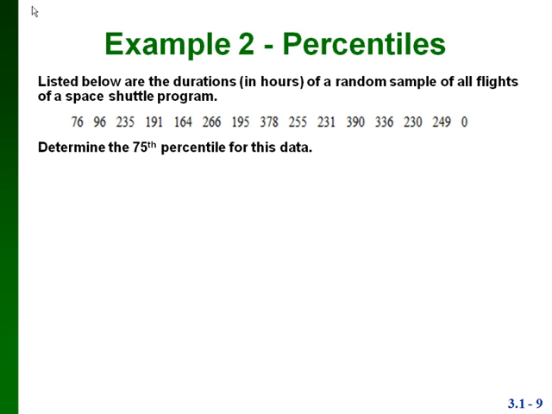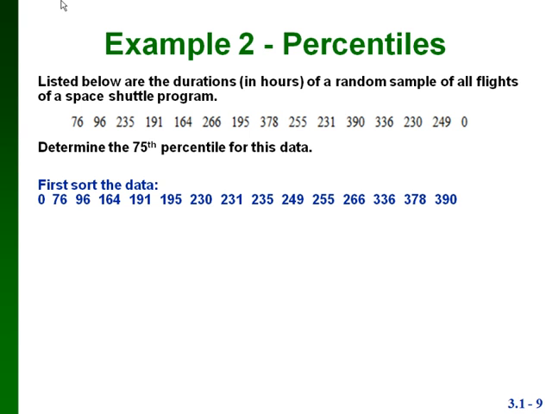So here's another example. This time we have our same list of flight durations, but we want to find the 75th percentile for this data. So we want to find which value in this list would be at the 75th percentile location. Again, we have to sort the data first. So here's our sorted list. Then we're going to calculate I, our index of position.